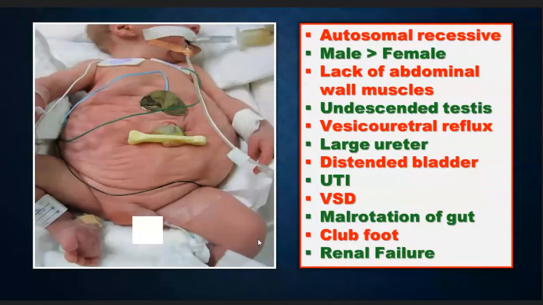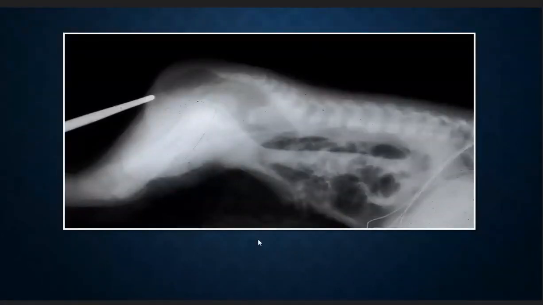Because they may develop renal failure because of the distended bladder, and obstructive uropathy will develop, leading to renal failure, and of course chronic or recurrent UTI. But doctor, is respiration not affected, because they are mostly abdominal breathers? Yes, it will affect respiration. Correct. Okay.